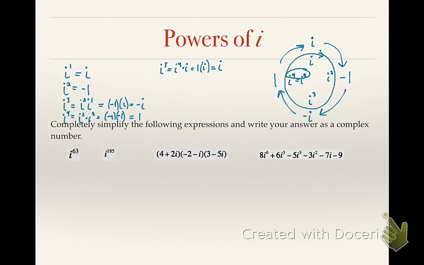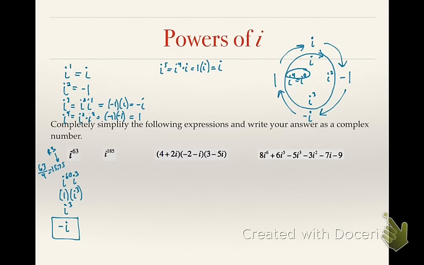If I do 63 divided by 4 on my calculator, I get 15.75. So clearly it's not going to be a perfect fourth, so it's not going to be 1. But I can rewrite this as i to the 60th times i to the third, because the 0.75 means I really have a remainder of 3 when I divide by 4. So i to the 60th is equivalent to 1 times i cubed, and i cubed is negative i. So i to the 63rd is negative i.